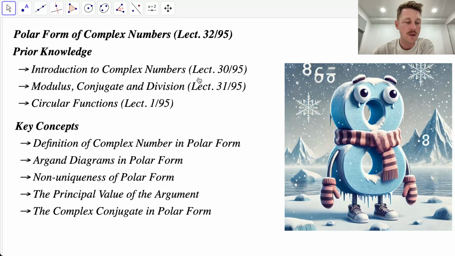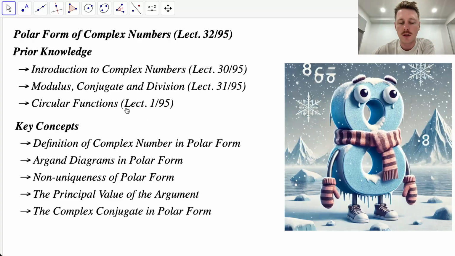All right, so we're going to talk about the polar form of complex numbers. So, lecture 32 of Specialist Maths. Again, some of the prior knowledge for this will be Introduction to Complex Numbers and the most recent video, which was the modulus, the conjugate, as well as division of complex numbers.